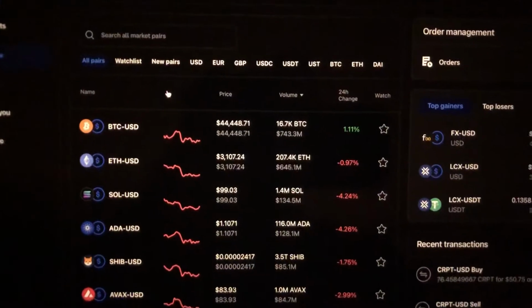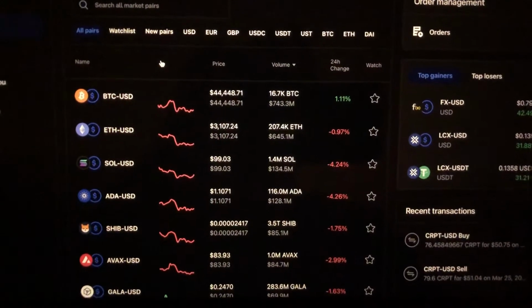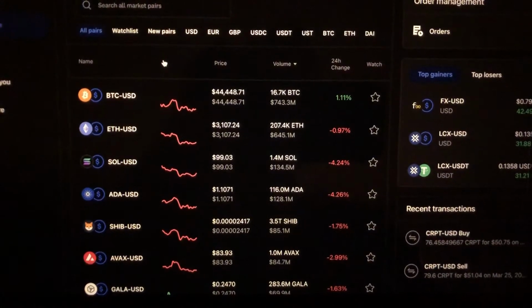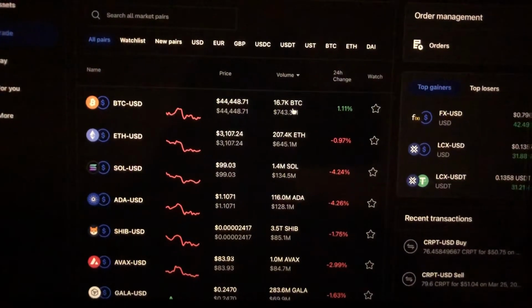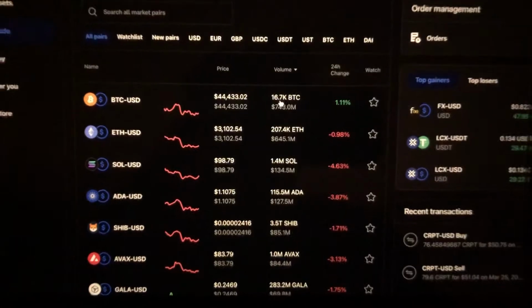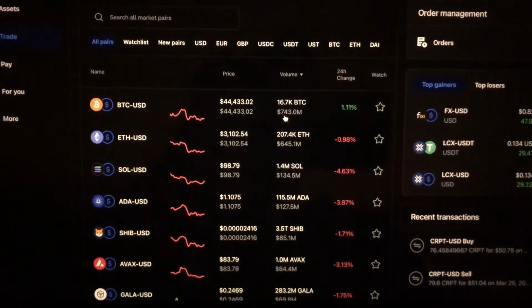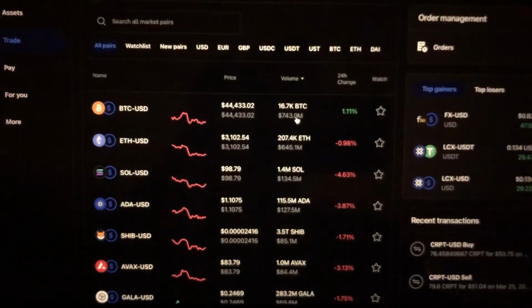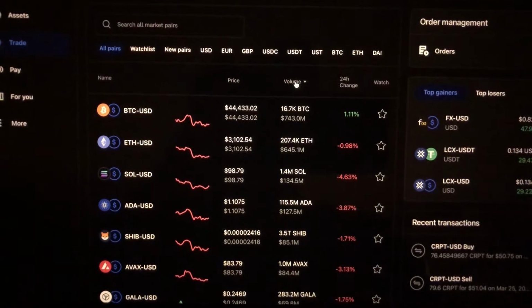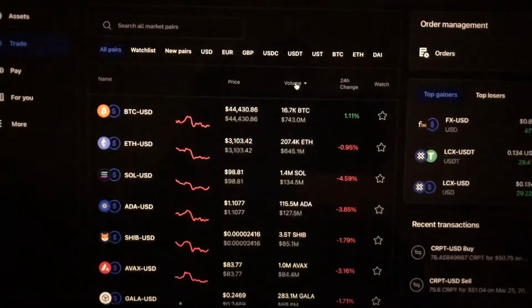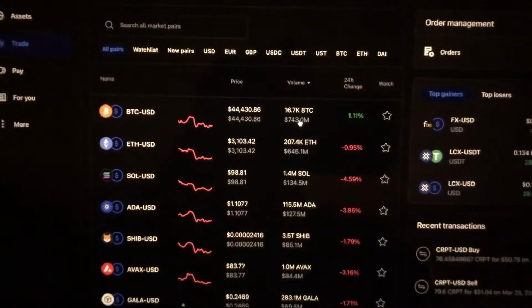Okay, so now if you're trying to day trade, first of all, you're going to need something with a lot of volume. Volume is how many people are trading on that current moment. So right now, Bitcoin, there's 743 million people day trading Bitcoin right now at this current moment. This is the volume of people buying and selling at this moment.